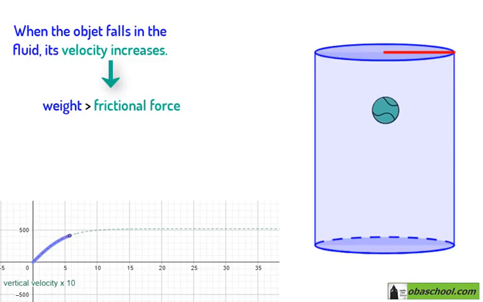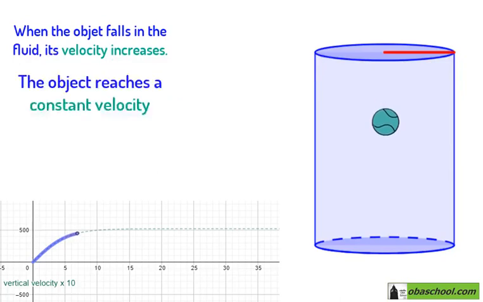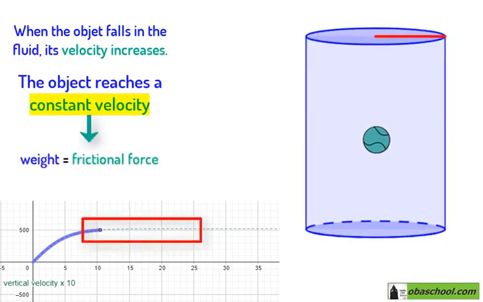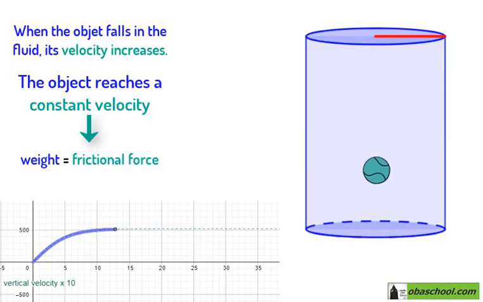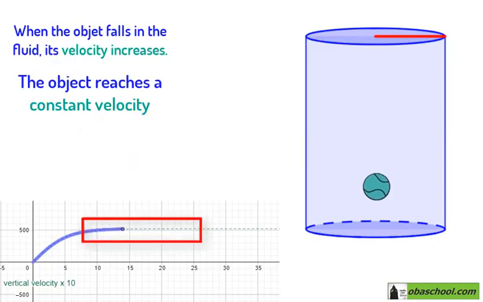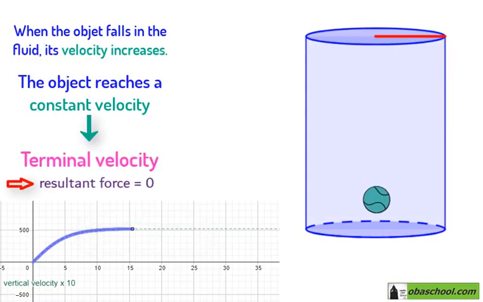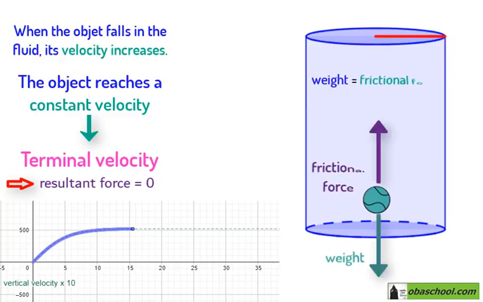And then the object reaches a constant velocity. This constant velocity is reached when the frictional force on it is equal and opposite to its weight. This velocity is called its terminal velocity. Hence, the resultant force is zero, so when the frictional force is equal and opposite to the exerted weight, this gives a zero resultant force.